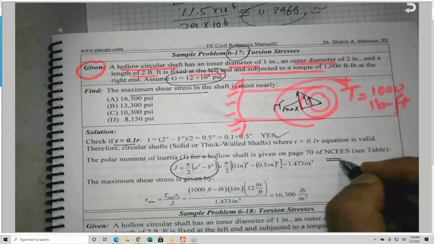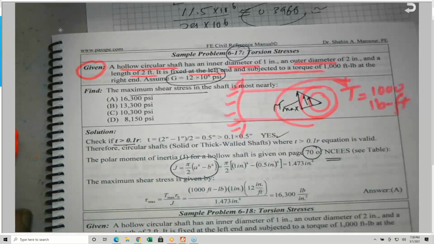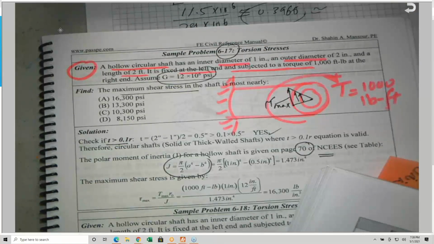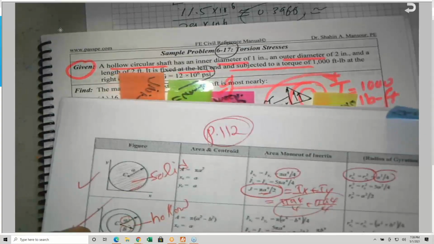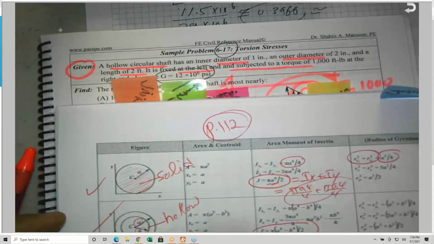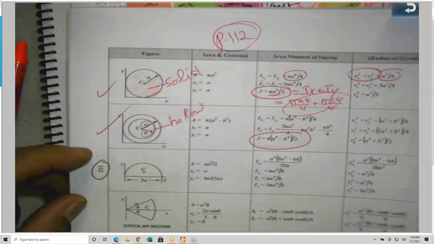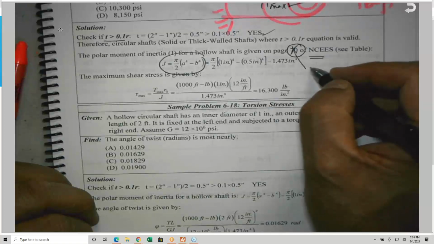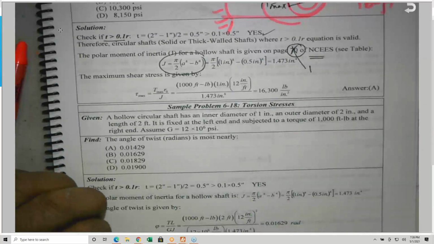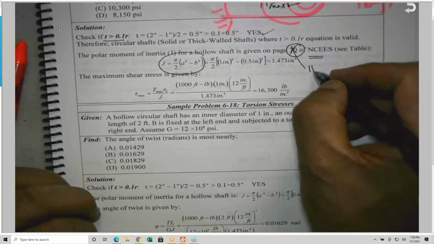From where? From the NCEES reference, on page 70. Let me make sure I copy the page. No, this is not correct. J is given here, on page 112. Probably my earlier reference was based on the older one because it had 2 columns. So page 112.